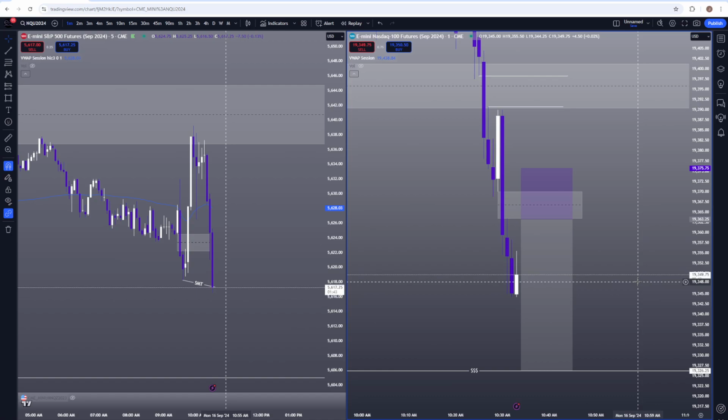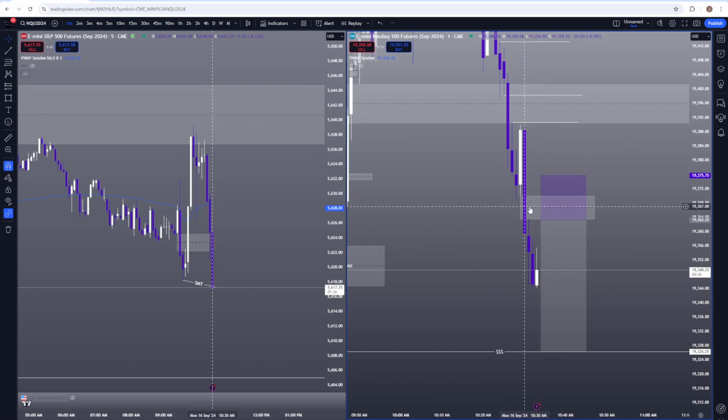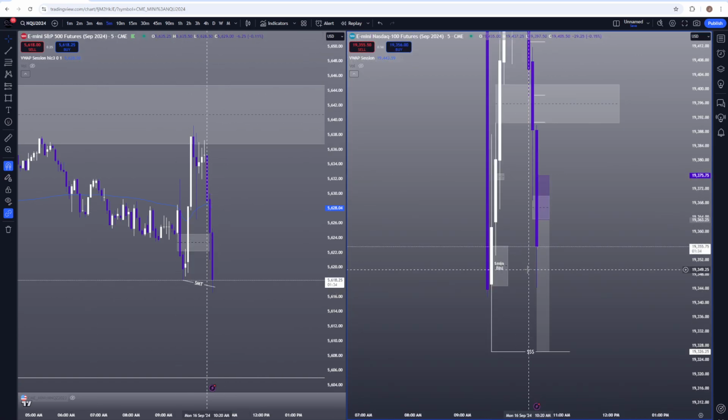So I know these shorts look so good right now. I want to take them, guys. Trust me, I do. But I'm just waiting for us to pull back into my level of entry. If we could just pull back into this 1 minute fair value gap, perfect. I will jump into an entry.